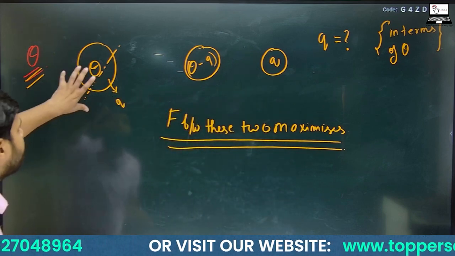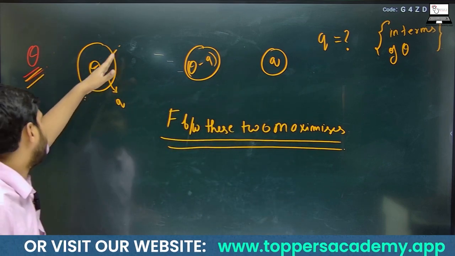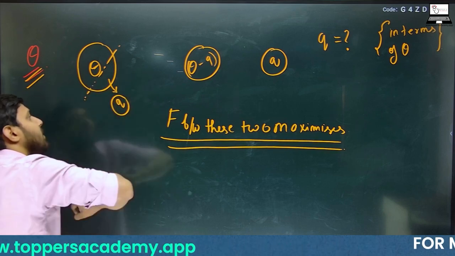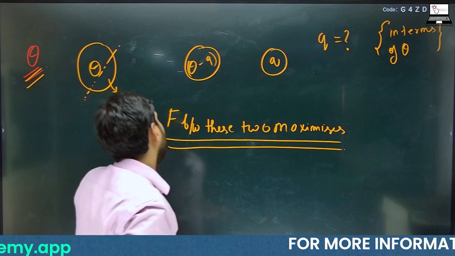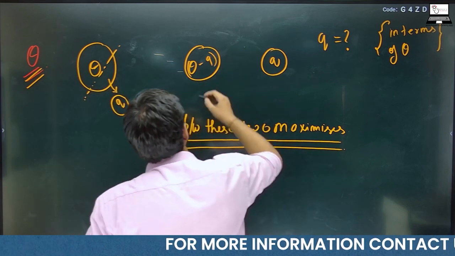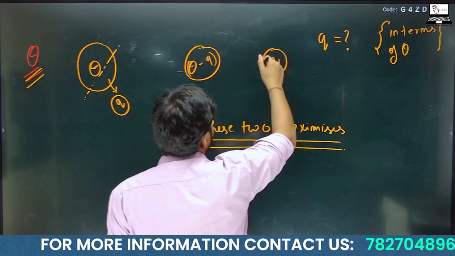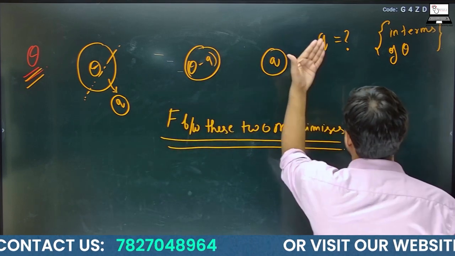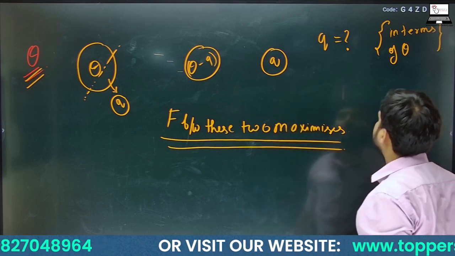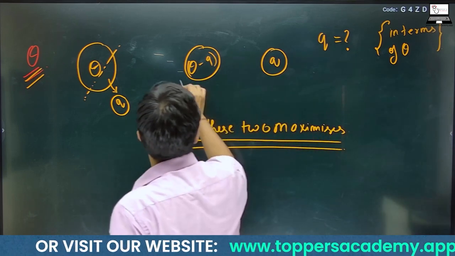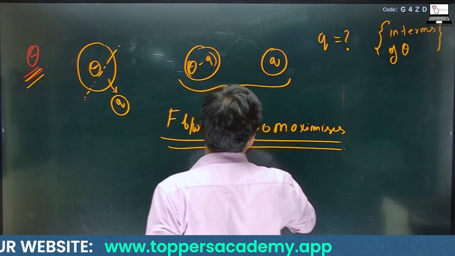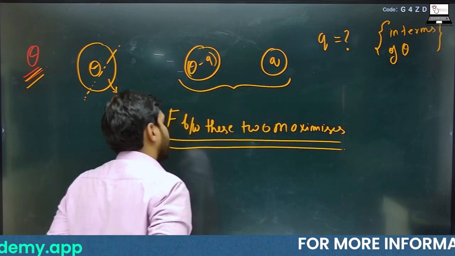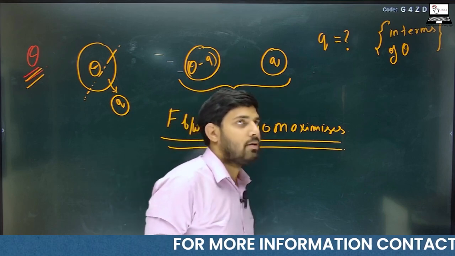Let us suppose we have this capital Q charge and we break a part of it, let us say small q charge, and separate it from this capital Q. The two bodies that will remain will be capital Q minus small q, and small q. So what should be the value of small q so that the force between these two charges is maximized? Clear? And in terms of Q, how will we calculate it?